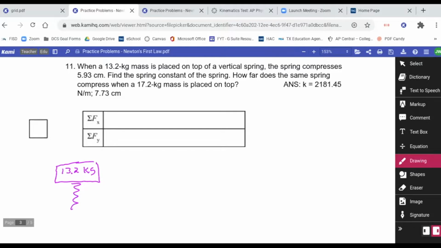So we've got a 13.2 kilogram object sitting on a spring. It compressed 5.93 centimeters. We know displacement is in meters. I don't give a rat's tail about centimeters. It's not relevant to me. I need this in meters. So I need to say that this is going to push the spring down not 5.93, but instead 0.0593 meters.